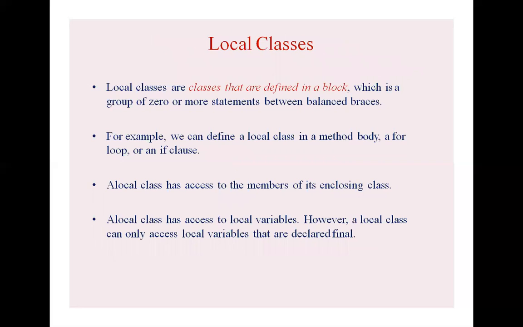Local classes. Local classes are classes that are defined in a block, which is a group of zero or more statements between balanced braces. For example, we can define a local class in a method body, a for loop, or an if clause. A local class has access to the members of its enclosing class. A local class has access to local variables. However, a local class can only access local variables that are declared final.